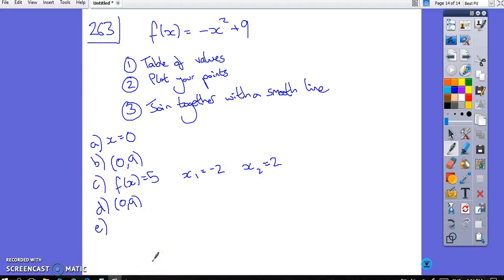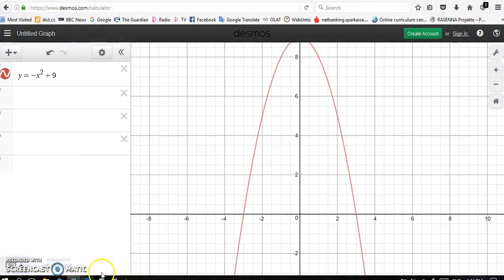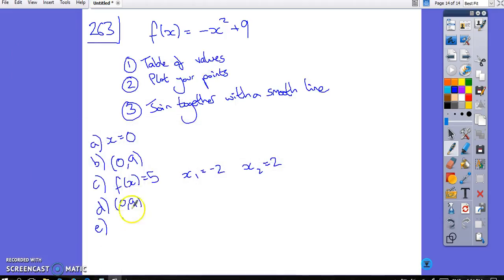And E, we need to find out the x coordinates of the points at which the graph crosses the x-axis. And remember, we called these the zeros of the function in class. So here we have negative 3 and positive 3. So this one asks us to find the zeros of the function. The first one at negative 3 and the second one at positive 3.